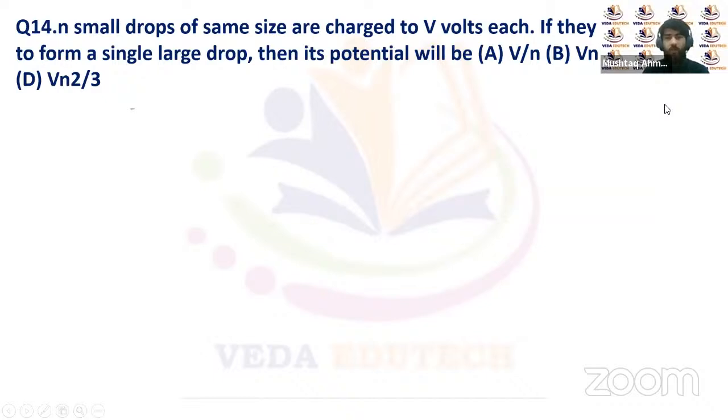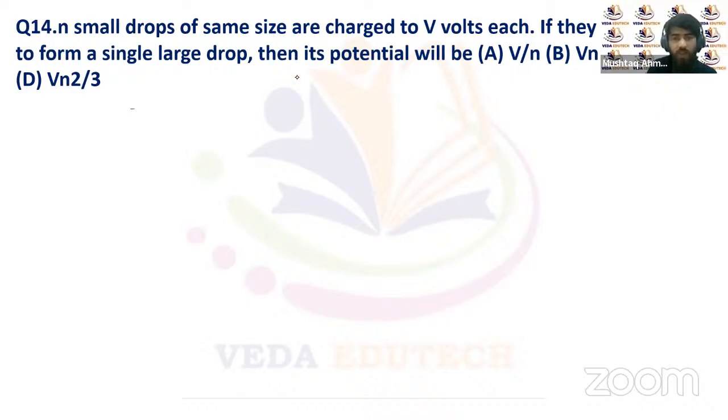Now let's discuss question number 14. The question says that n small drops of the same size are each charged to V volts. If they coalesce to form a single large drop, then what will its potential be?